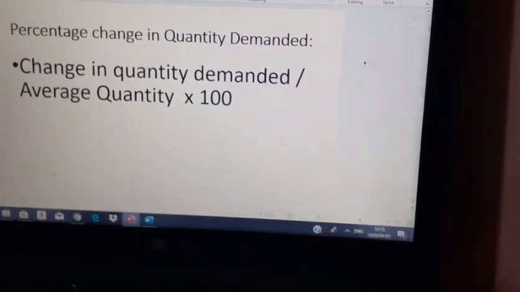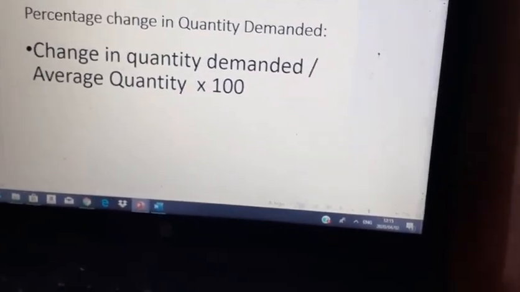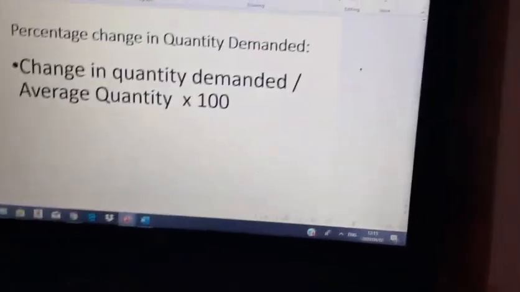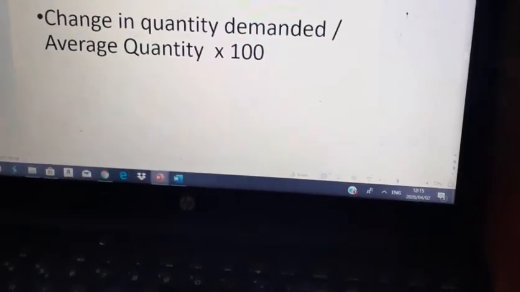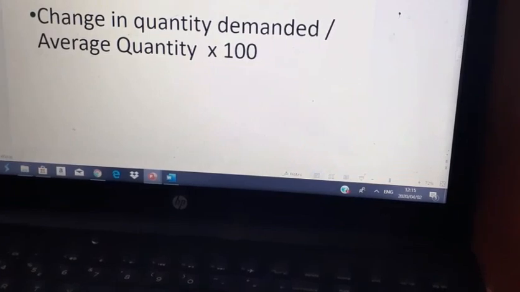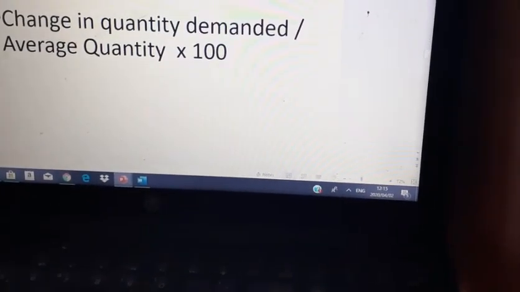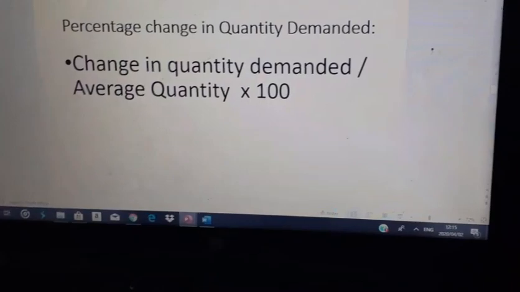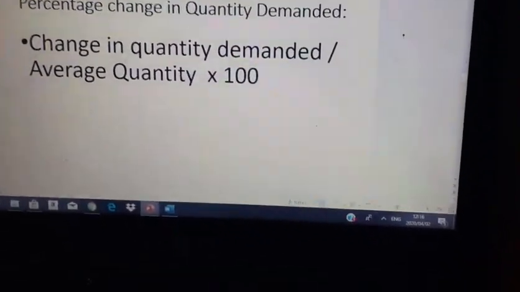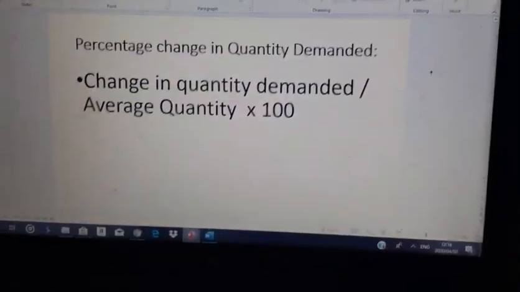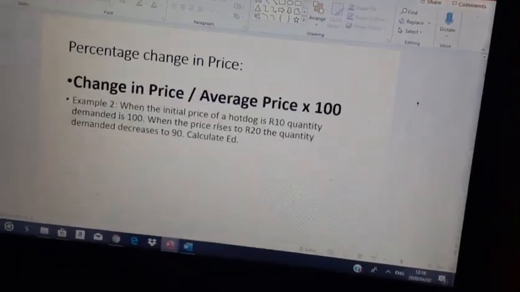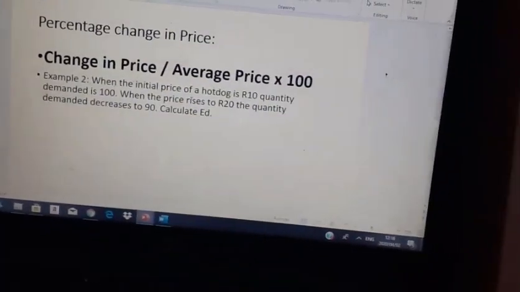As we're talking about a percentage change in quantity demanded, we are saying change in quantity demanded divided by average quantity times 100. In order to get the percentage change in quantity demanded, we calculate this by saying change in quantity demanded divided by average quantity times 100. Okay. If it doesn't make sense now, it's okay. When we are doing an example, you'll be able to understand.